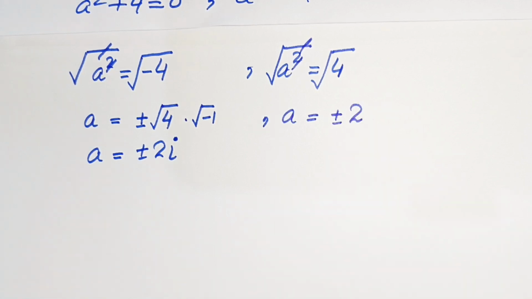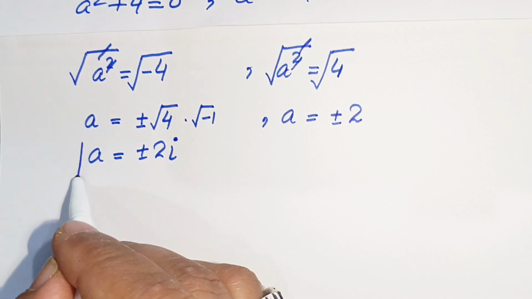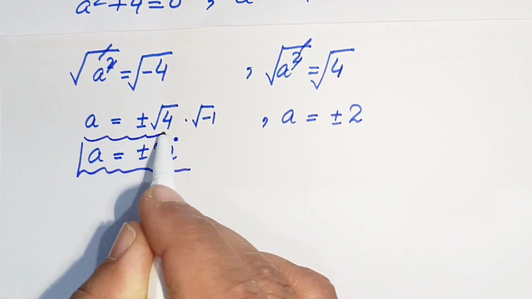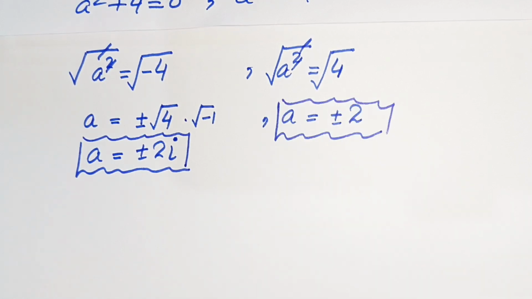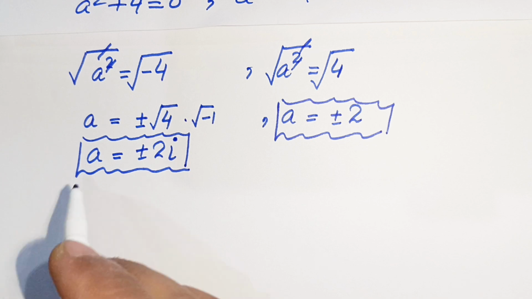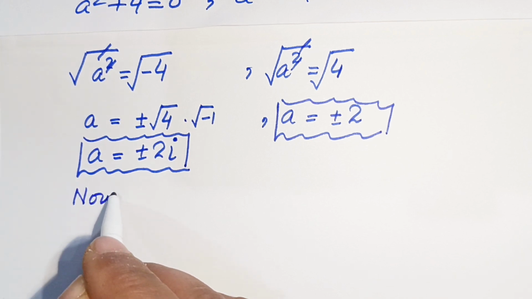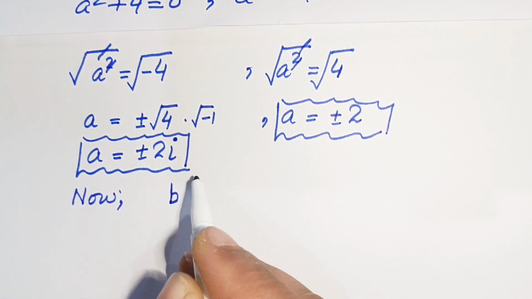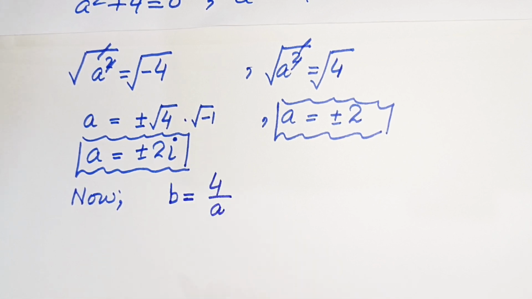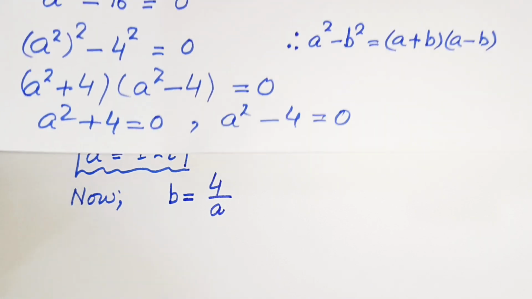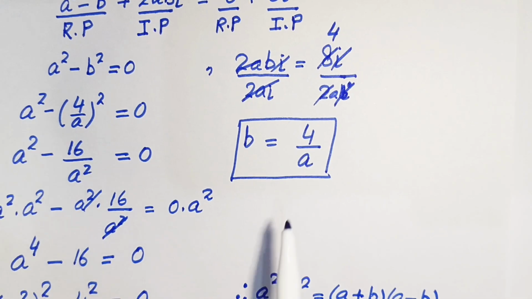Now we have two values of a here, so we have to find the value of b for these two values of a. So for finding the value of b, recalling our equation, we know that b is equal to 4 over a, as we have just right here.